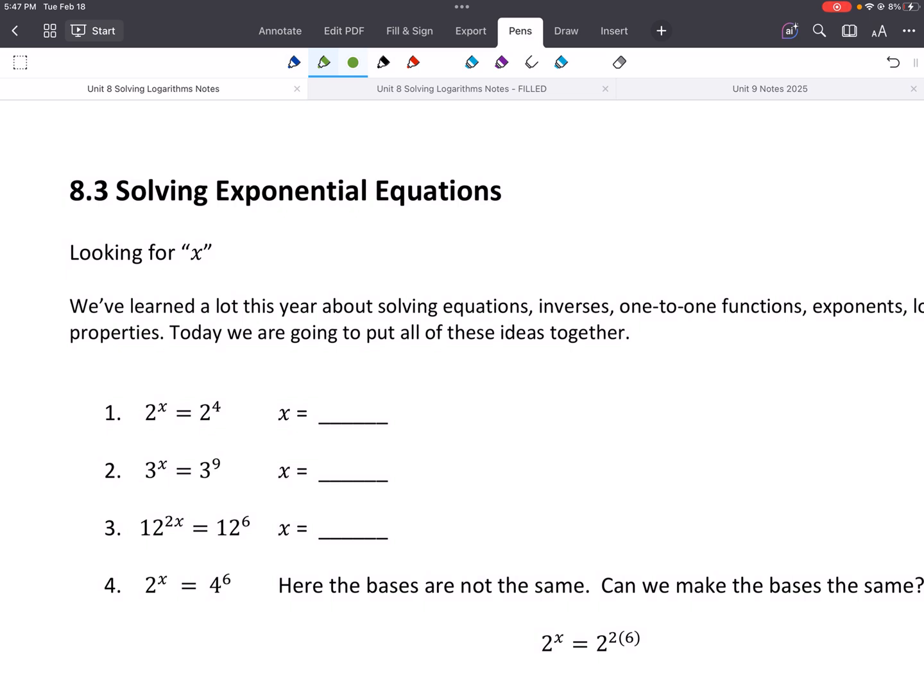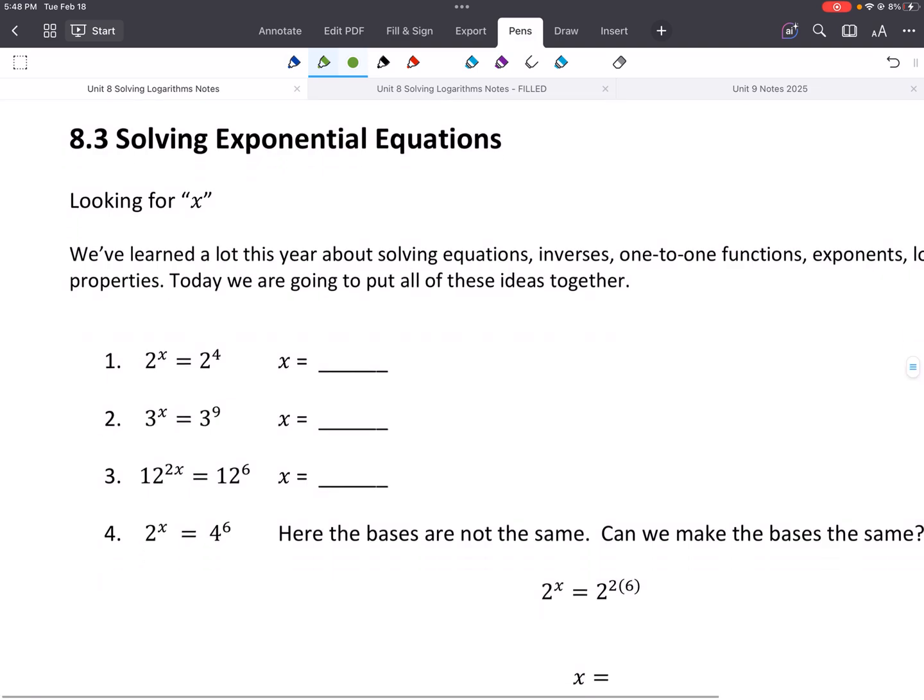Again, exponents are really related to logs. The opposites of bases are logs, and logs are bases. So if that doesn't make any sense, it's okay. We're going to go over some things with that, okay? And then, yeah, let's give it a go.